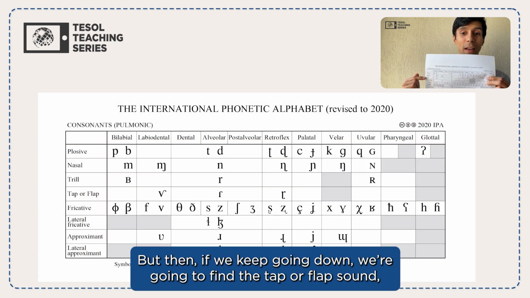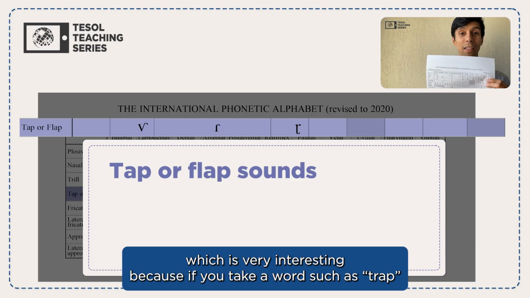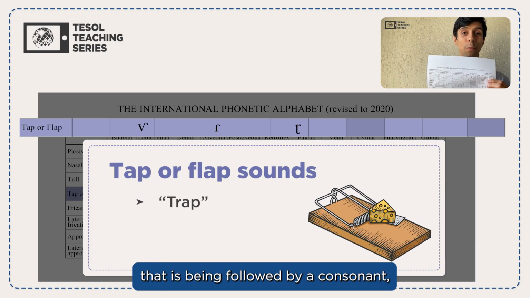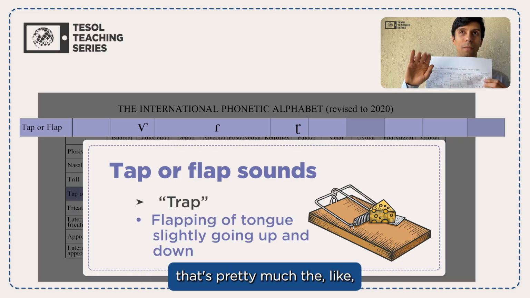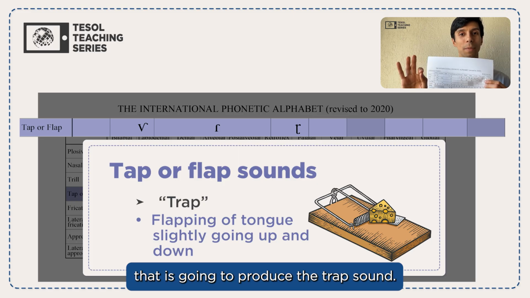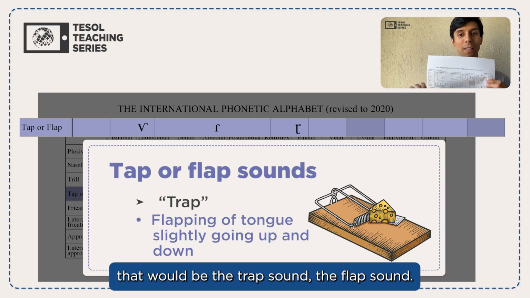Then, if we keep going down, we're going to find the tap or flap sound, which is very interesting because if you take a word such as trap and you have the R sound here that is being followed by a consonant, that's pretty much the flap of a tongue that is going to produce the sound. So the tip of your tongue slightly goes up and down. That would be the flap sound.